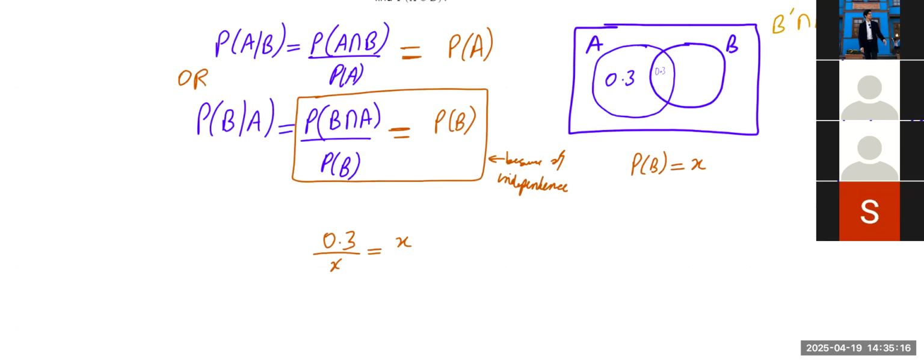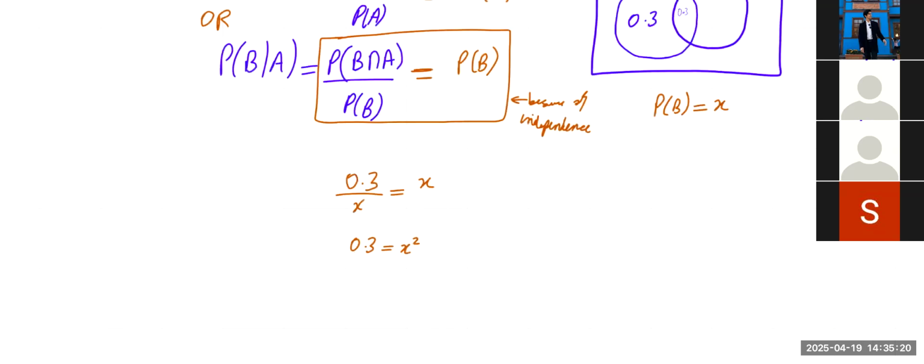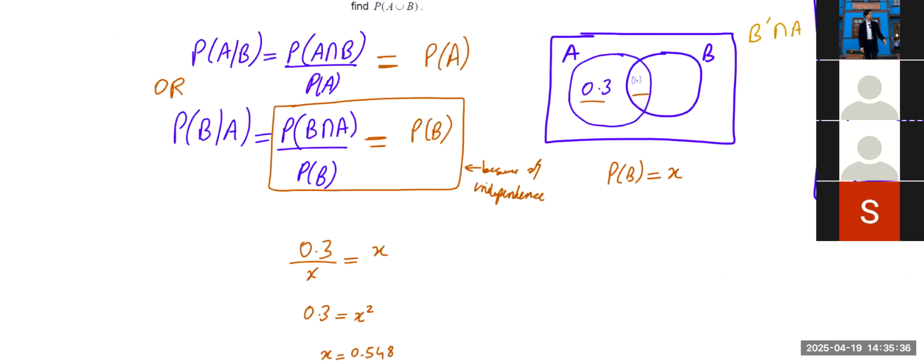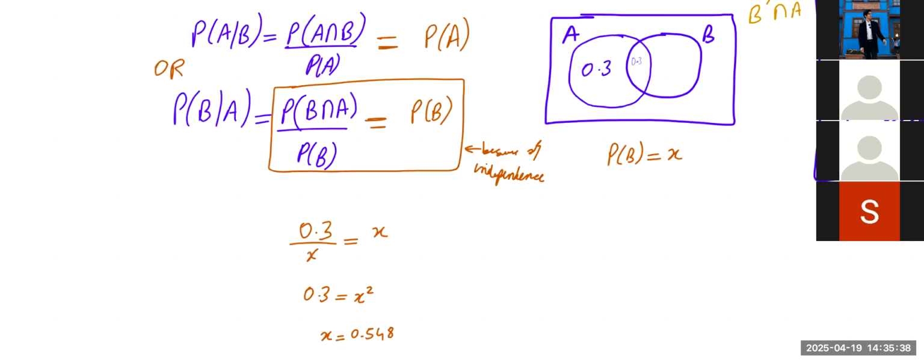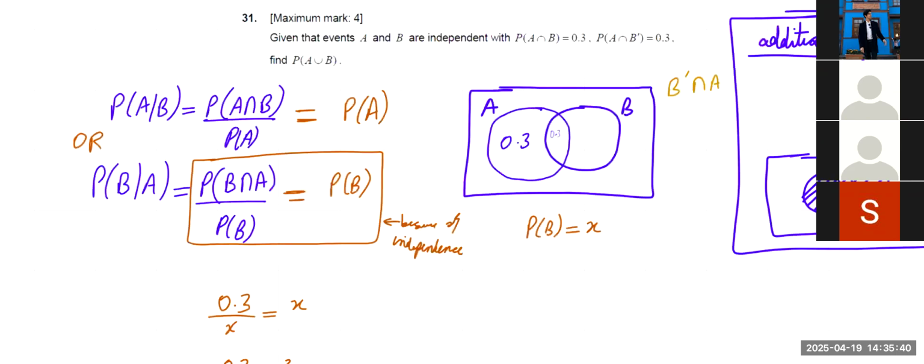This is a simple equation to solve. Multiply both sides by x, square root both sides, and get the answer. The square root of 0.3 is... x must be 0.548 basically, which is a bit worrying because I just realized then 0.3 plus 0.3 plus... okay, never mind. So this is x.